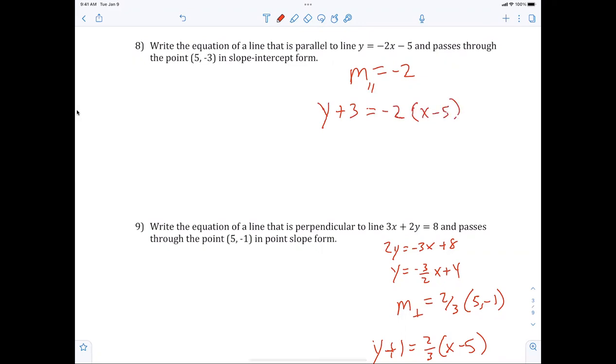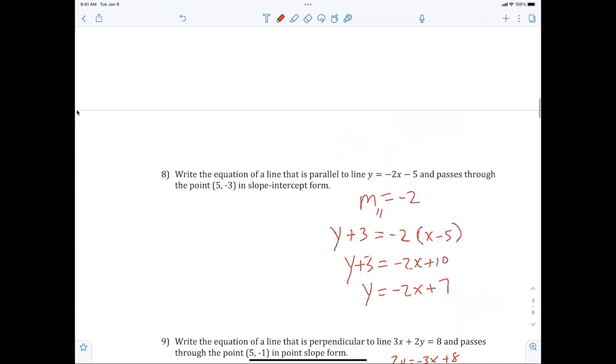Everybody happy with that? Of course, that's not the answer, right? Because we want it in slope intercept, so distribute. y plus 3 equals negative 2 parentheses x minus 5. Negative 2x plus 10, right? And then we subtract 3, right? Negative 2x plus 7. Everybody happy with that? Everybody's good? All right, let's check out the next one.